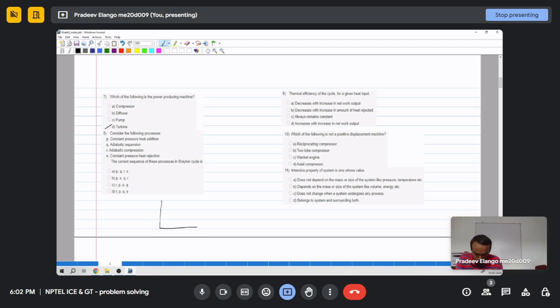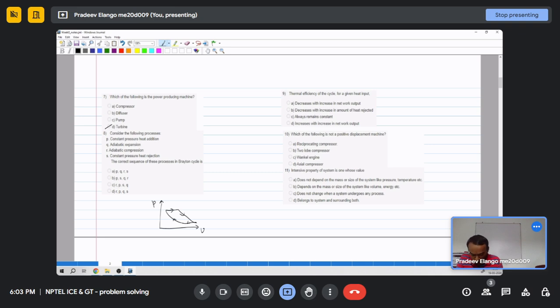The first adiabatic compression, Hmm. next concentrated heat addition, Hmm. and next constant pressure constant pressure. No, sir. Adiabatic expansion, Hmm. next constant pressure heat rejection. Okay. So what is the sequence?